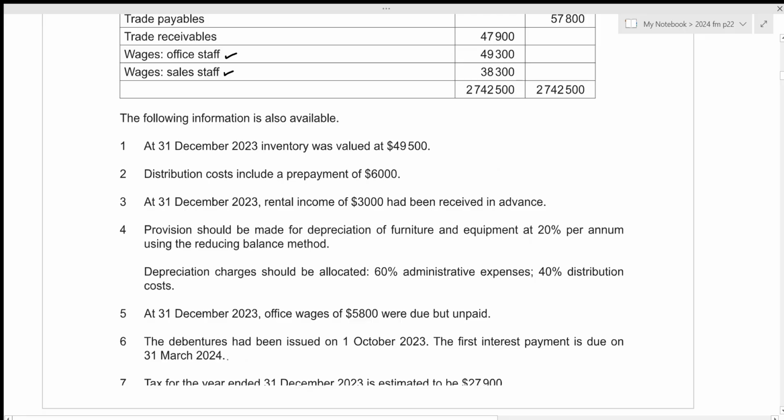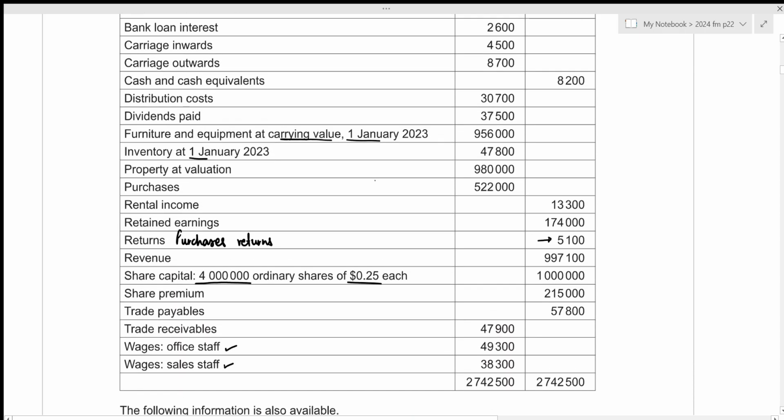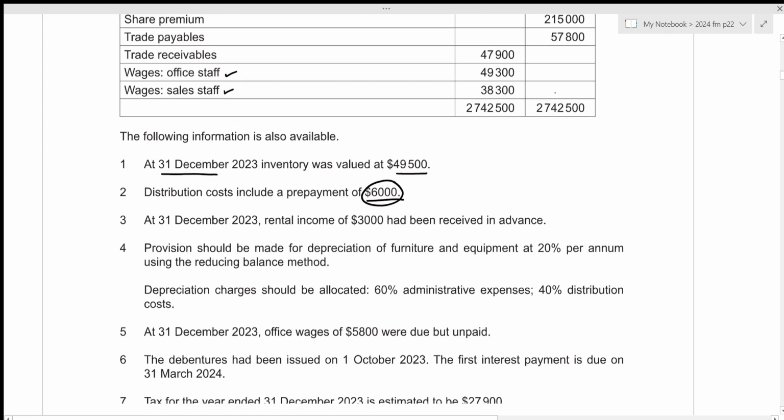Then the following information is also available. At 31st December 2023, inventory was valued at 49,500. So this is the value for our closing inventory. Then distribution costs include a prepayment of 6,000. So this inclusion of 6,000 is for the prepayment at the closing date. And the closing prepayment is always to be subtracted because this 6,000 is the expense for the next year, not the current year. So let's subtract the 6,000 from our distribution cost, which is right here. We'll subtract the 6,000.